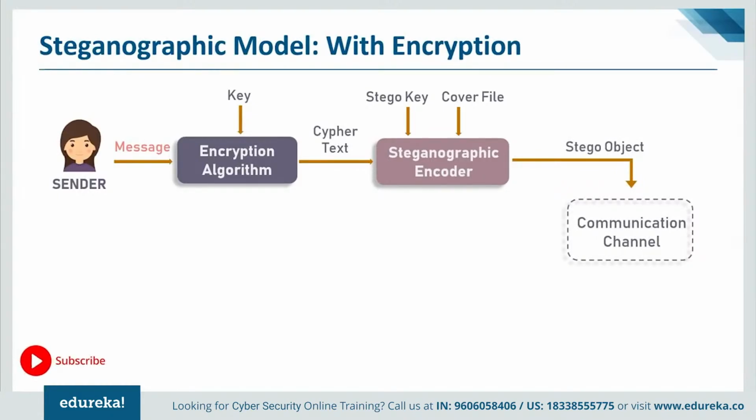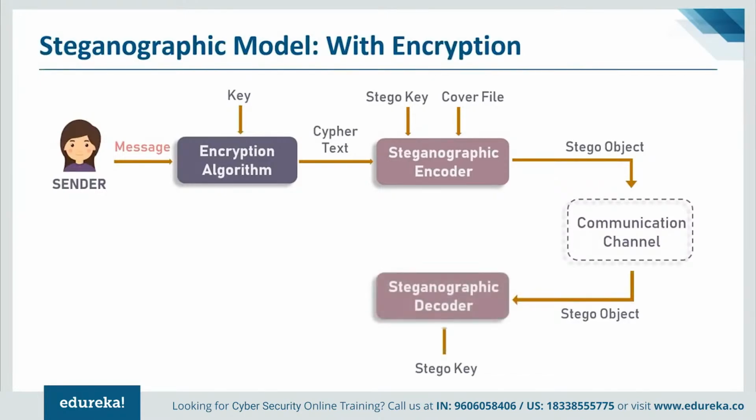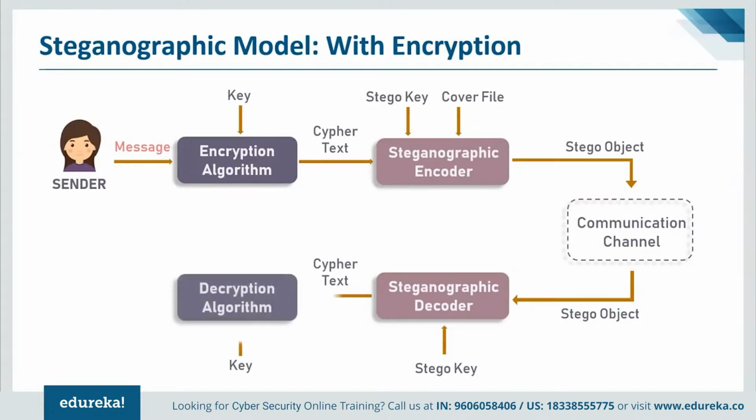This stego object, which looks exactly like our cover object, is sent to the receiver using a secure communication channel. Now on the other end, if the receiver wants to extract the secret message, he feeds this stego object along with the stego key into the steganographic decoder. As a result, he gets a ciphertext, and to decrypt the data, he feeds this ciphertext and the key, that's the decryption key, into the decryption algorithm. And as a result, he gets the secret message which was intended for him from the sender.